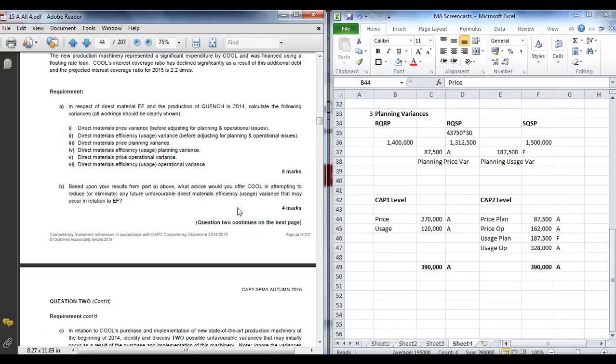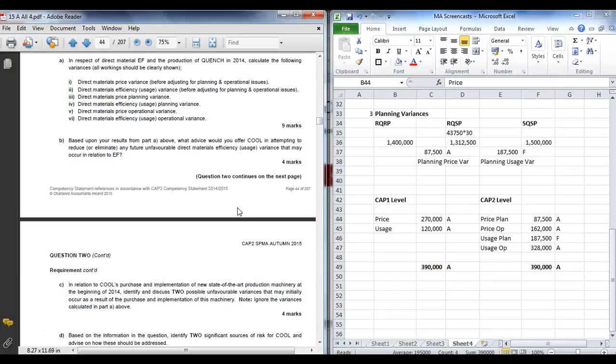The next point is also related to variances, and they argue in relation to COOL's purchase and implementation of new machinery, identify and discuss, that's important there, watch for the verb, 2 possible unfavorable variances that may occur initially. So you ignore part A, but if you took on a new machine, this is really an applied style question asking students to think about what variances might be impacted if I take on a new machine.